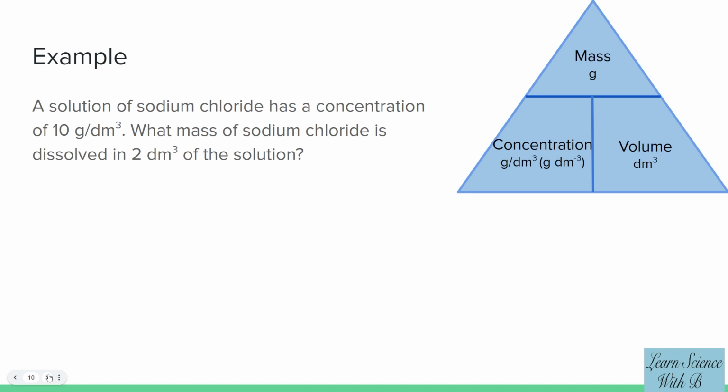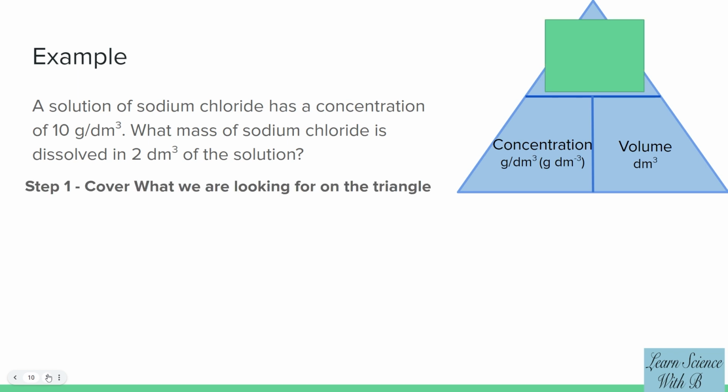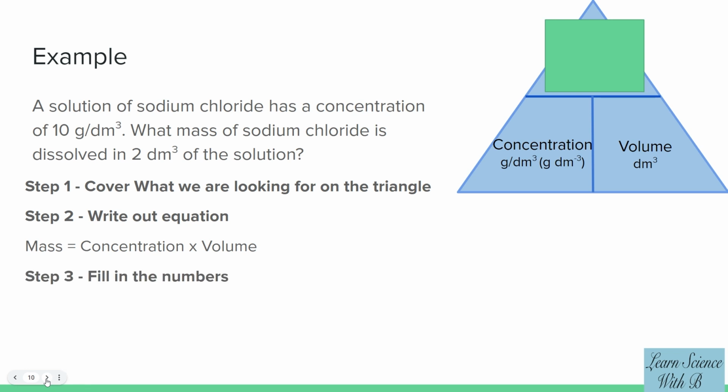Step 1. Cover what we are looking for on the triangle. This would be the mass. Step 2. Write out the equation. This would be mass equals concentration multiplied by volume. Step 3. Fill in the information given from the question into the equation. We have 10 grams per cubic decimeter, which is the concentration, and 2 cubic decimeters, which is the volume. Step 4. Work out the mass. So 10 multiplied by 2 equals 20 grams. Don't forget to add the units.